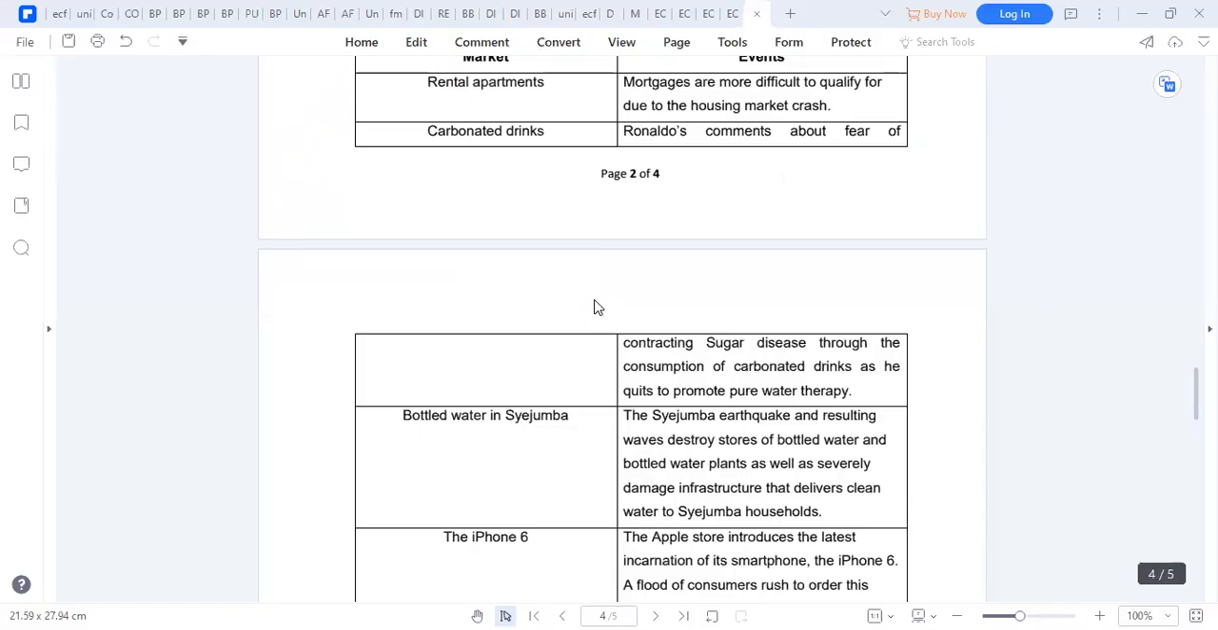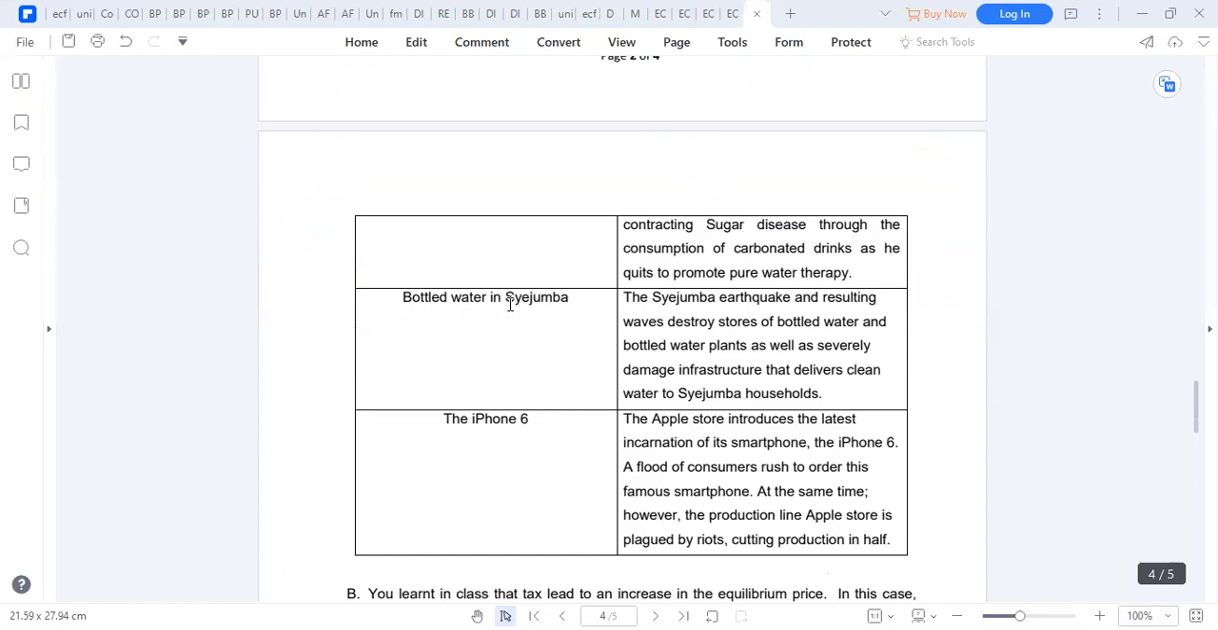So, bottled water in Senyumba: an earthquake results in waves that destroy stores of bottled water, and the bottled water plants as well are severely damaged, along with the infrastructure that delivers clean water to Senyumba households. So what effect does this have? Regarding the bottled water, this earthquake may destroy the stores of bottled water, and it would also decrease the supply of this water. So it would cause a shift in the supply curve to the left, resulting in a higher equilibrium price and a lower quantity supplied for the bottled water.